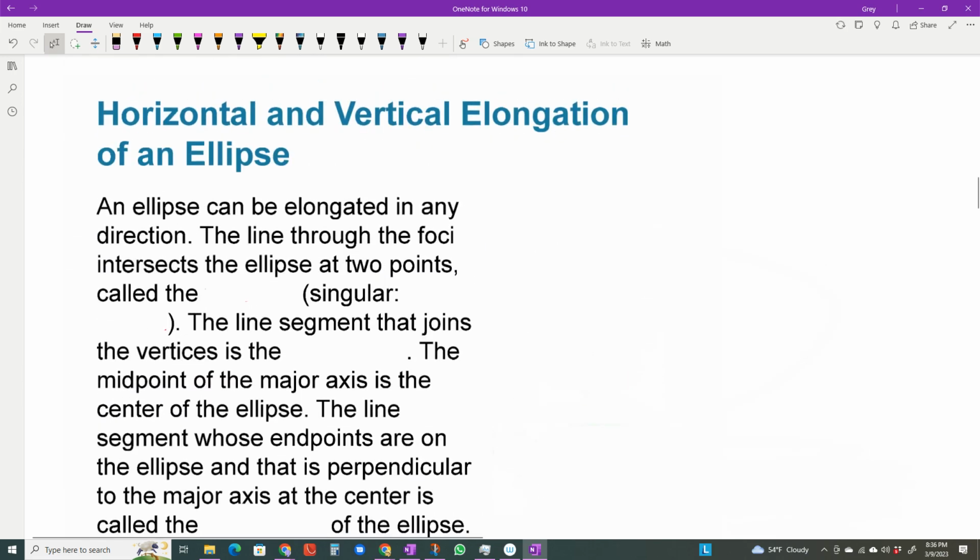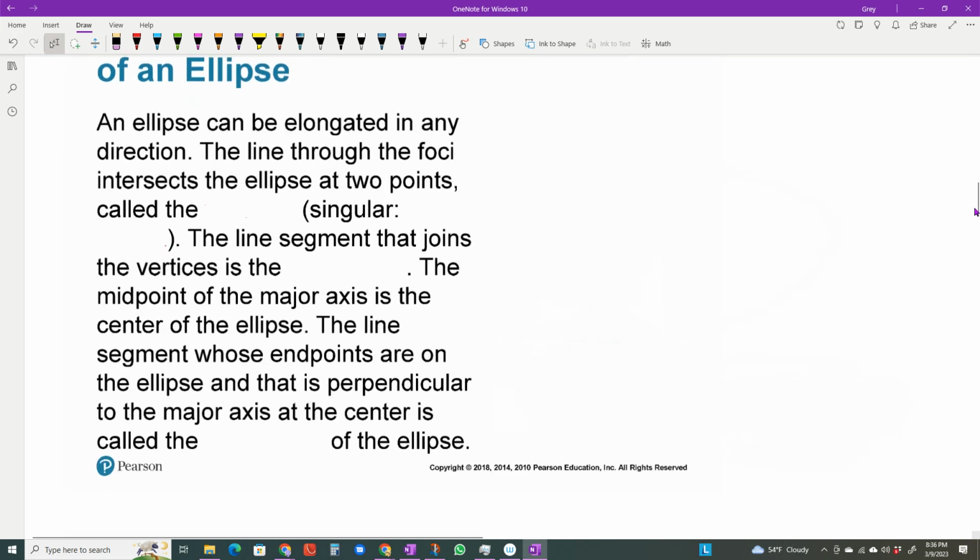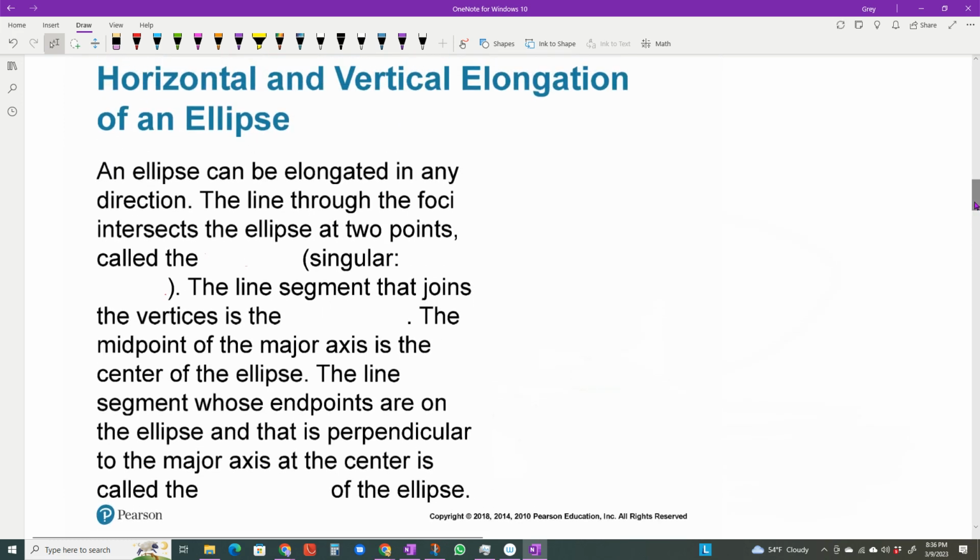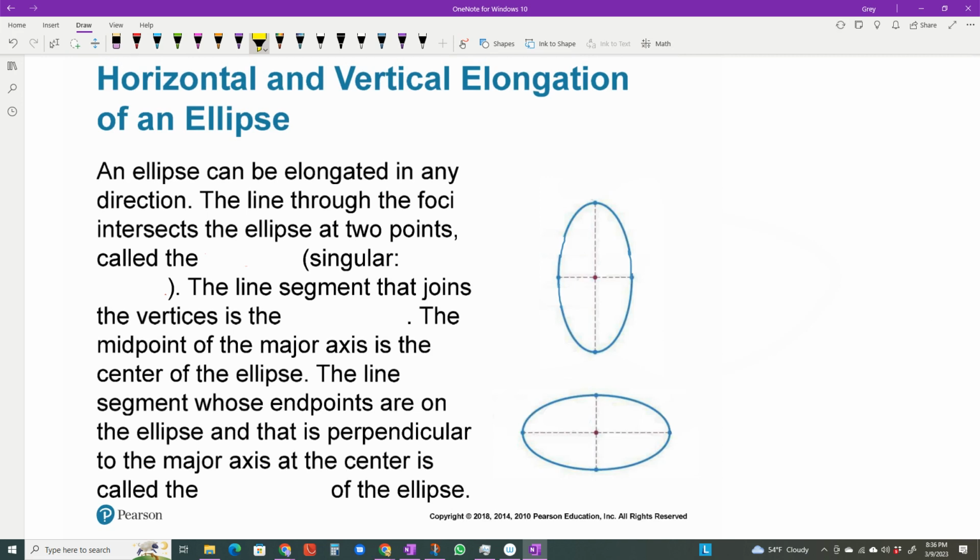So our ellipse can be either horizontal or vertical. All right, so I have a vertical ellipse and I have a horizontal ellipse. Either way, there will be a major axis and a minor axis. And just like you think, that major axis is going to be the longer one, either way, horizontal or vertical. The minor axis will be the shorter one in both cases, and the center is going to be the intersection of the major and the minor axis.